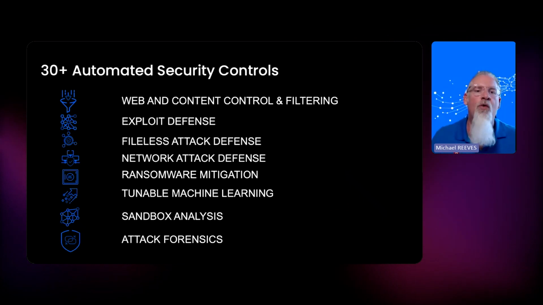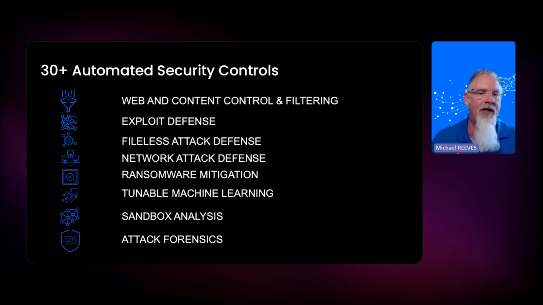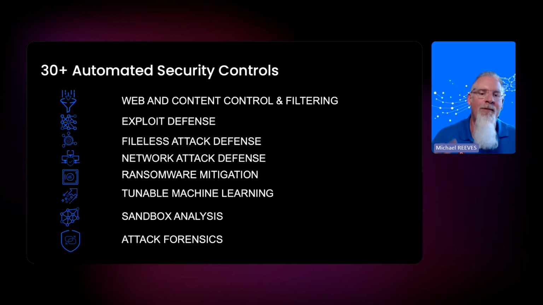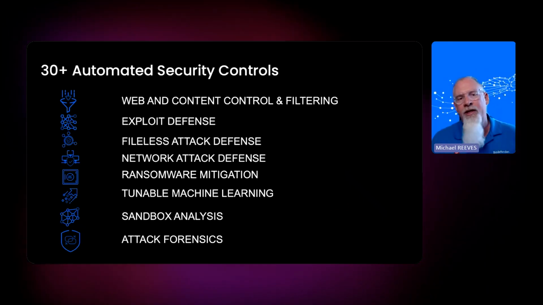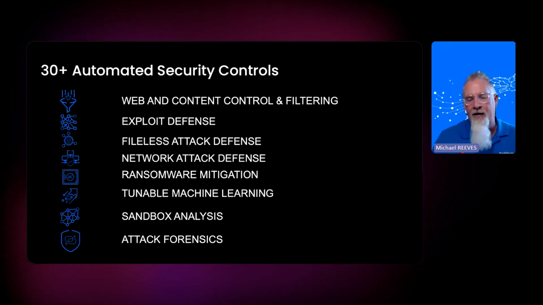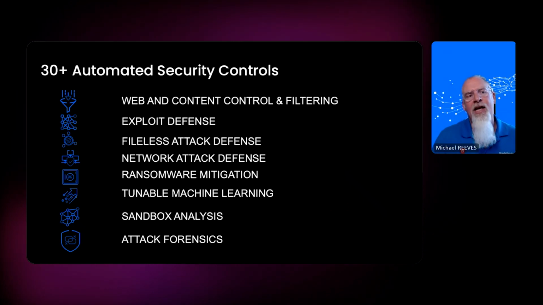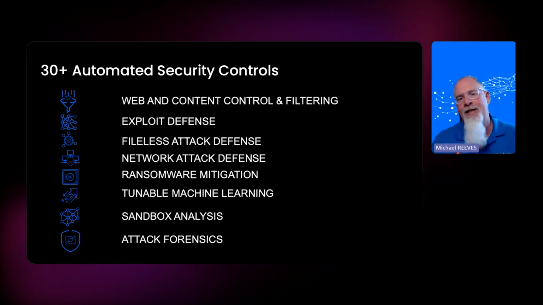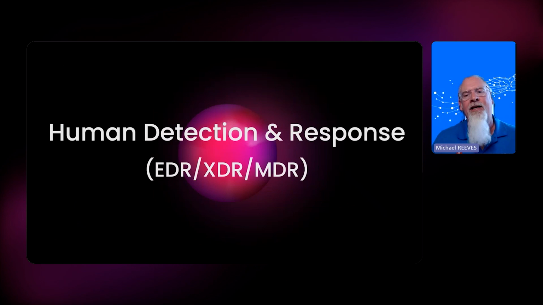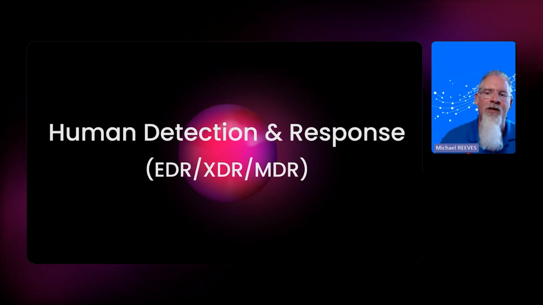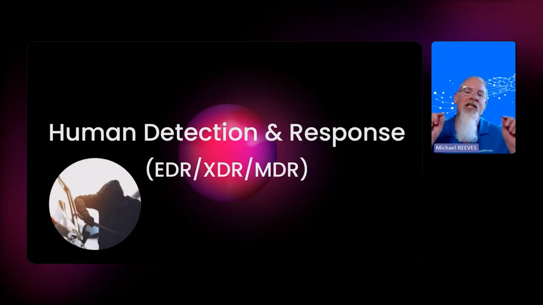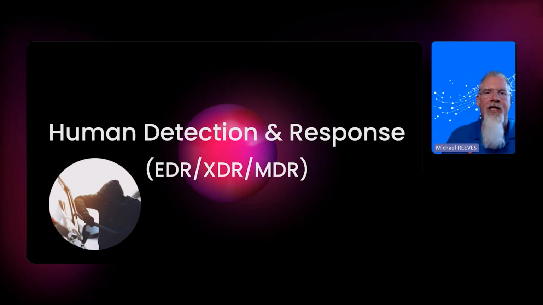We have all sorts of different automated security controls that are implemented within our tool. We're known in the industry for this particular area of our solution. What happens if you bypass both of those? Next, you get into what we call human detection and response. Again, this is the human area of security.